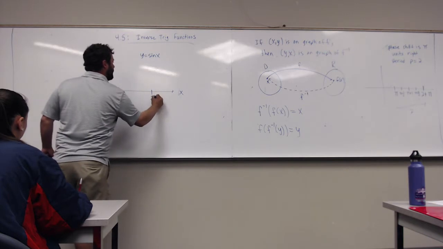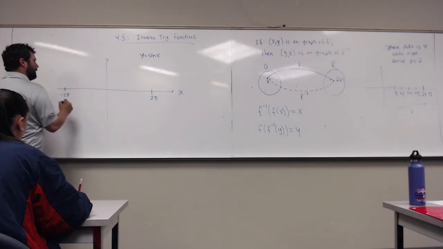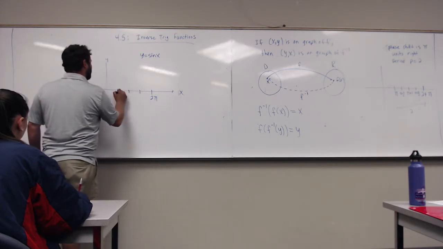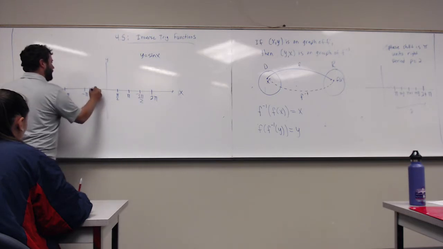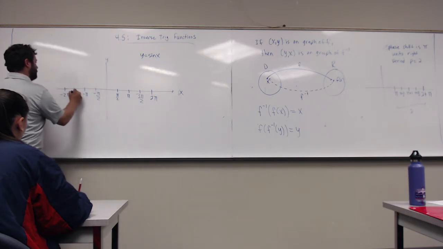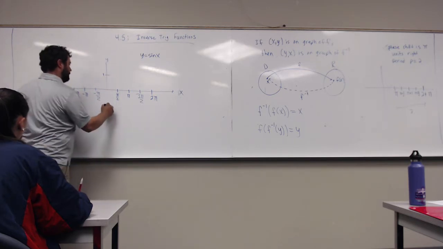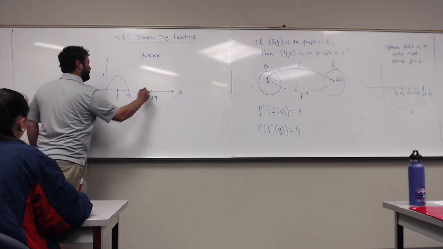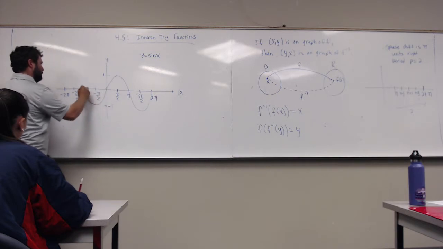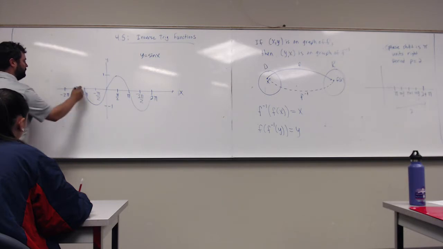Okay, so I'm going to go 2 pi units to the right. I'm going to go 2 pi units to the left. So I'm going to do 2 cycles. Pi over 2, pi, 3 pi over 2, minus pi over 2, minus 3 pi over 2. And then here's positive 1 and here's negative 1. And that's my terrible graph of sine, but I think it's good enough.